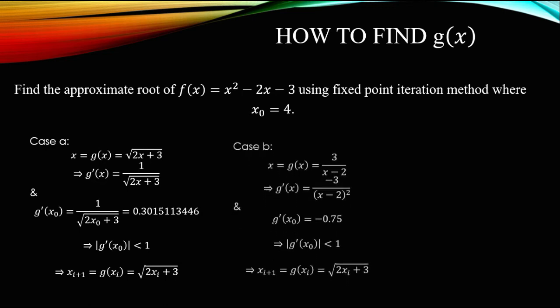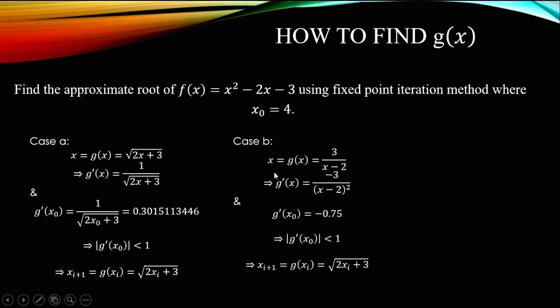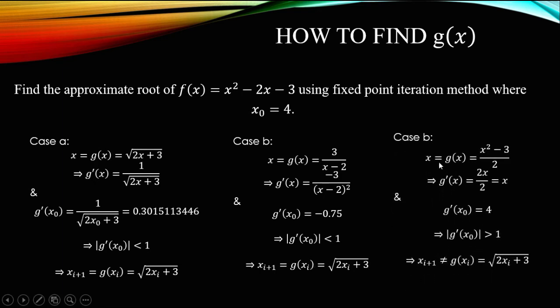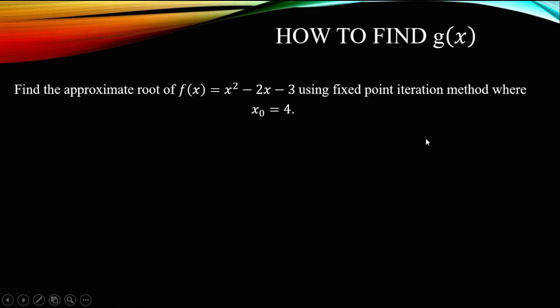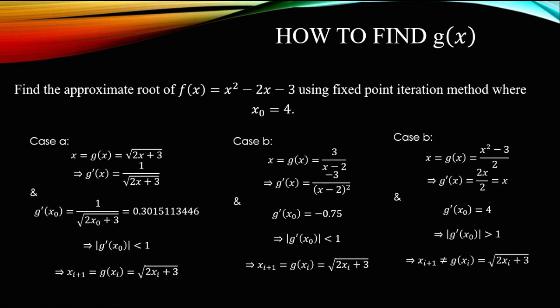What is in case B? In case B, if someone finds the system generating function and differentiates it as well, he will get the absolute value of g prime of x naught less than 1, and he can get the approximate solution through this system as well. But in the third case, case C.